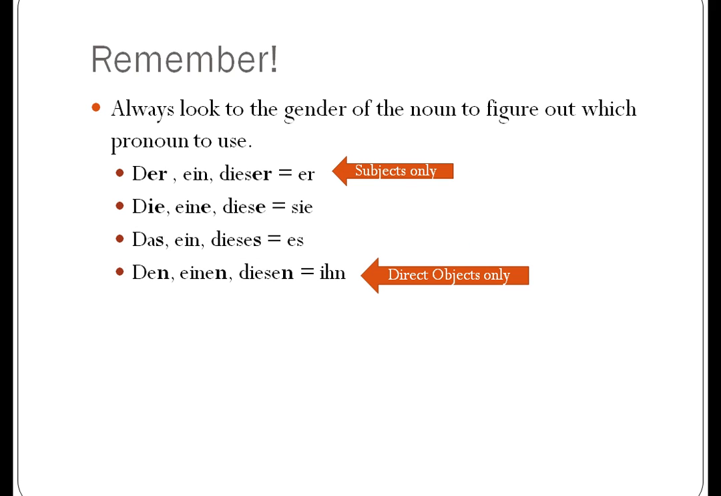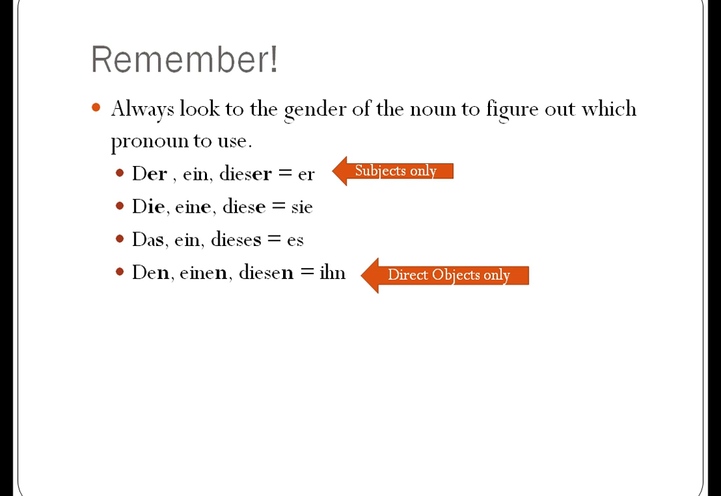Always look to the gender of the noun to figure out which pronoun to use. Der, ein, dieser, masculine gender, so you're going to use er. But remember, that's only for subjects. Er cannot be used for direct objects. Die, eine, diese are all feminine, and you would use sie to replace. Das, ein, dieses would use es because it's neuter. Both sie and es, it doesn't matter if it's the subject or the direct object you're replacing. It's always going to be sie and es. You don't need to worry about any changes.